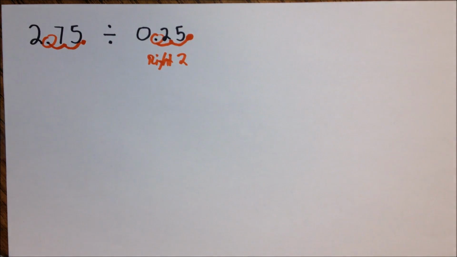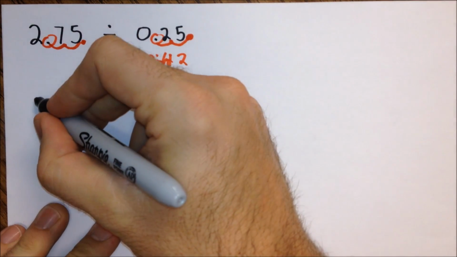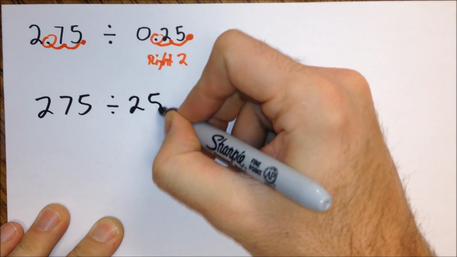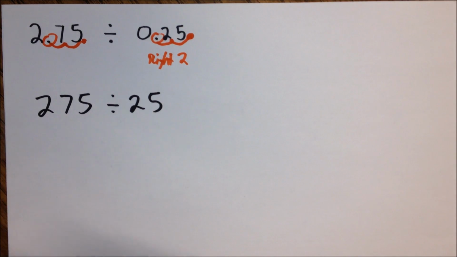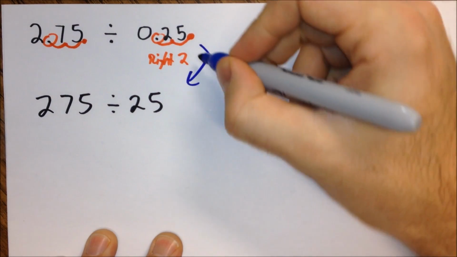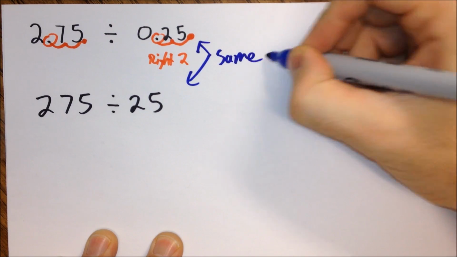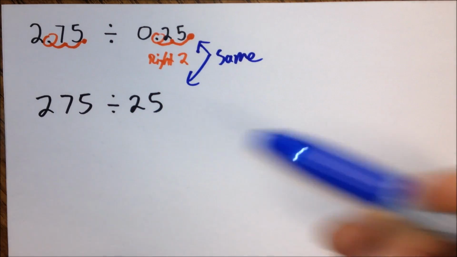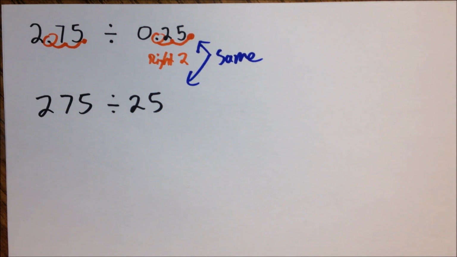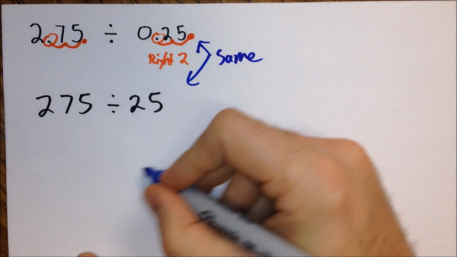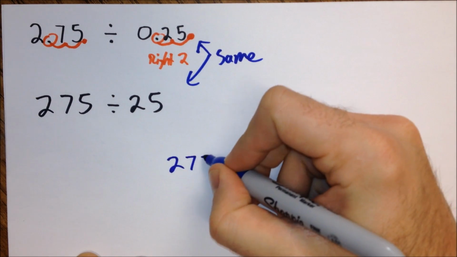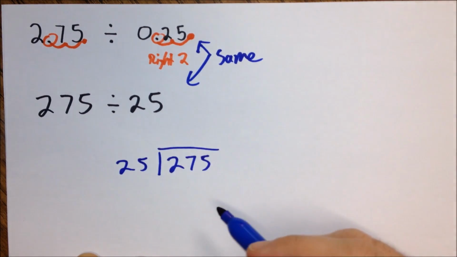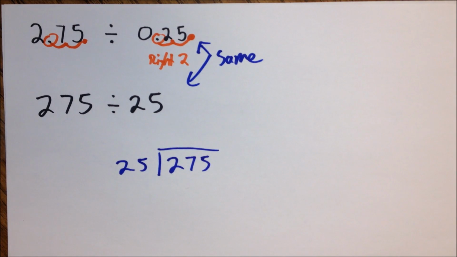So that means my division problem now becomes 275 divided by 25. What's important is that I should get the same answer no matter which of these two problems I work. And the problem without the decimals is the easier one for us to solve. So as I come to solve it, I do it using my traditional division, where I'll put the 275 inside the little house, 25 outside. I know it's not a house, but it's fun to think of it like that.